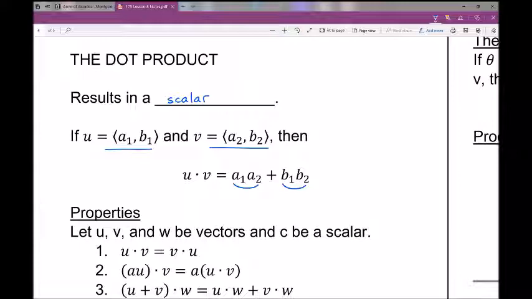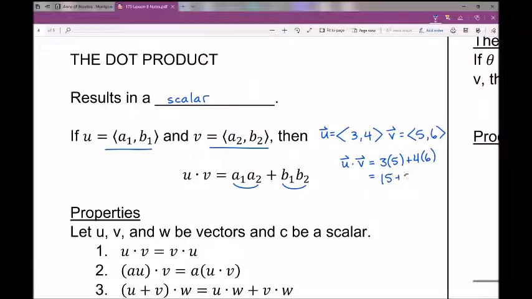Okay, so let's say we had a vector 3, 4. Let's say that that's u, and let's say that v was 5, 6. So u dot v would be 3 times 5 plus 4 times 6. That would give us 15 plus 24, and that's 39. So u dot v would be 39, and that's all there is to the dot product.